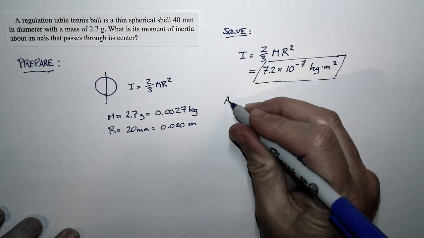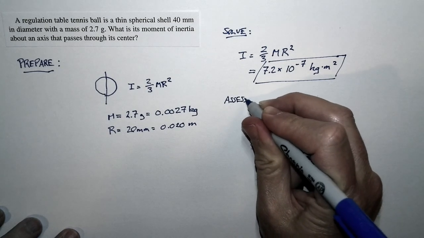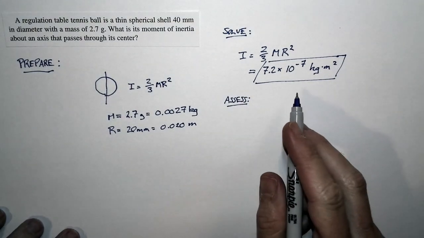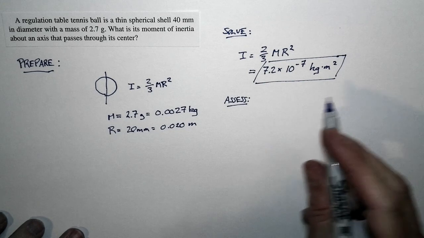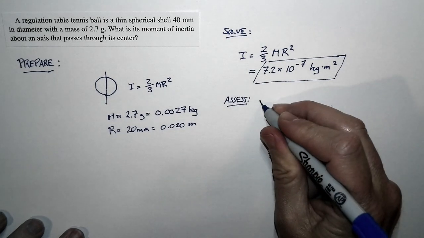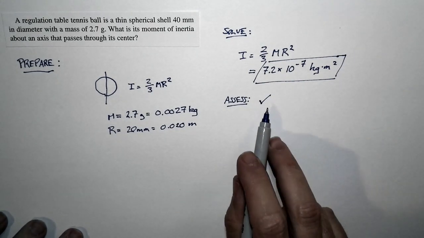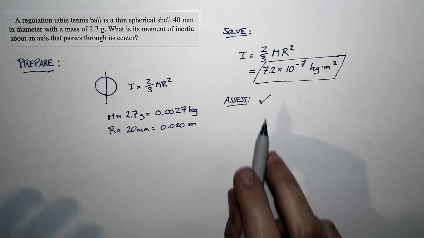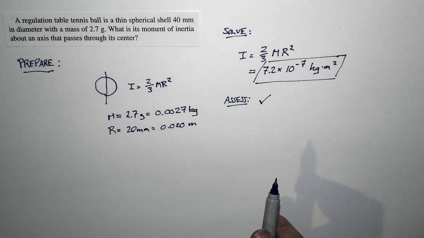Our assessment is this. We said at the start of the problem that we expected the moment of inertia to be very, very tiny. In fact, we got a number that was quite small. And so our final assessment is that our answer reflects our understanding of the way the world works.